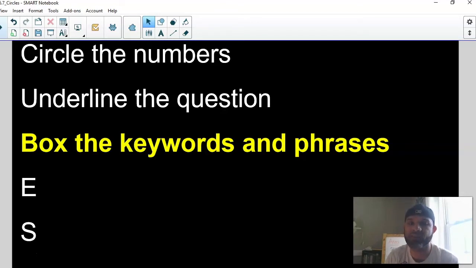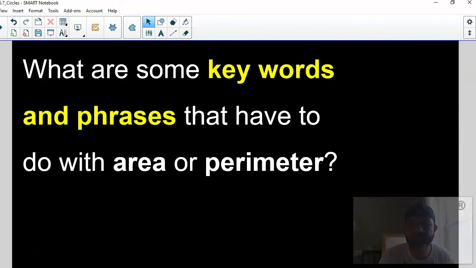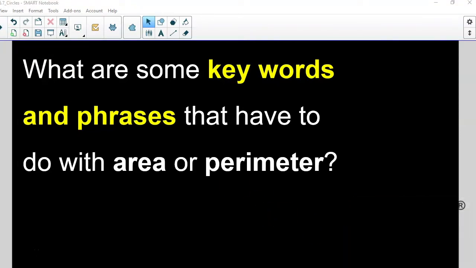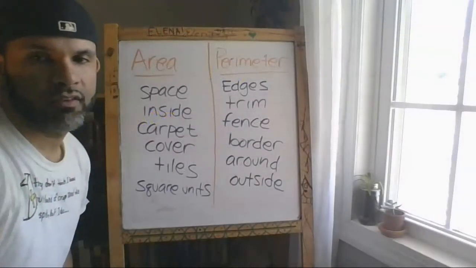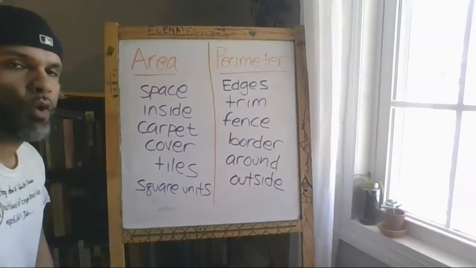We're going to pause right here. What are some keywords and some phrases? And again, what we're talking about is area and perimeter. So what are some keywords and phrases that involve area or perimeter? I'm going to detail that for you using my whiteboard, and I want you to jot these down. Now, these aren't all of them, but they give you the idea of what you're looking for.